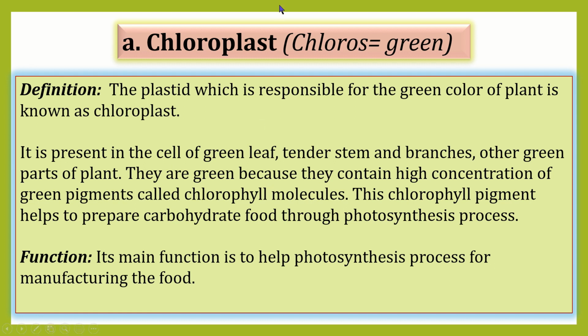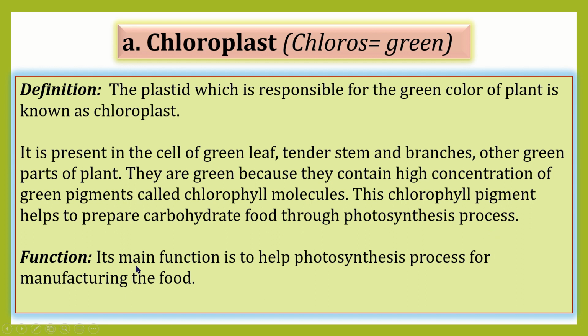Now, what is chloroplast? Here, chloros means green. So, the plastid which is responsible for the green color of plants is known as chloroplast. It is present in the cells of green leaves, tender stems, branches and other green parts of plants. They are green because they contain a high concentration of green pigments, that means chlorophyll pigments. This chlorophyll pigment helps to prepare carbohydrate food through the photosynthesis process.